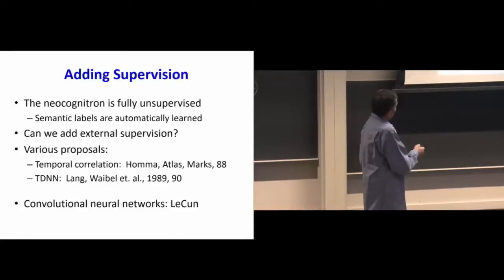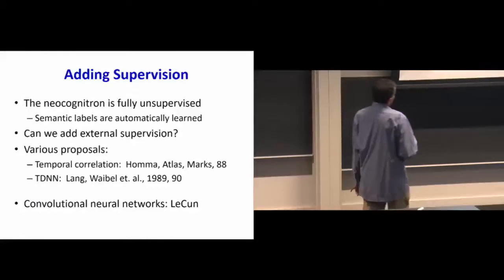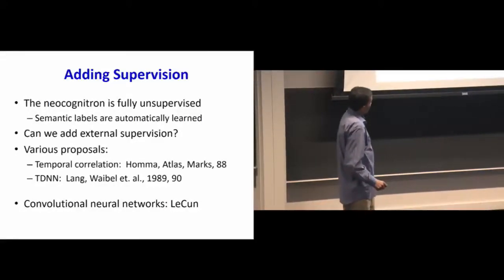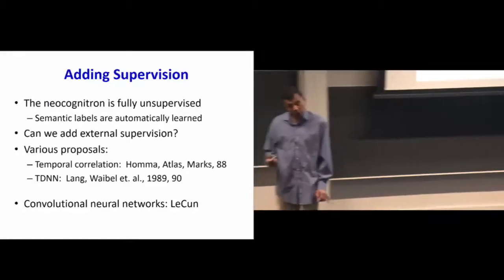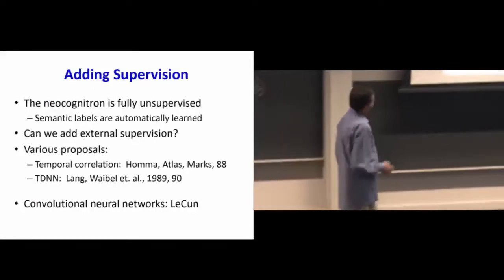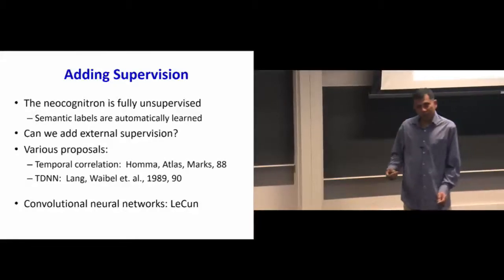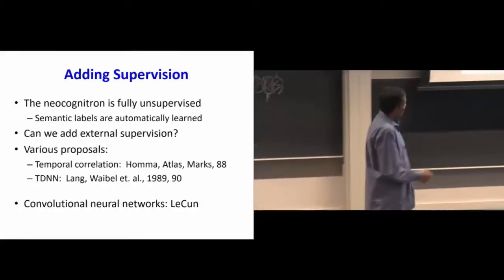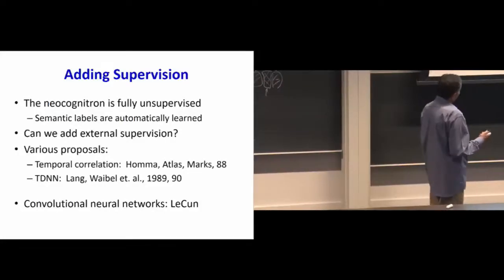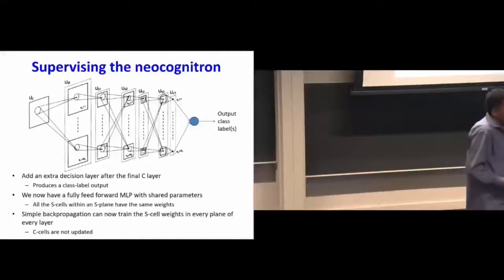So the early models didn't have supervision, and various authors tried to introduce supervision to the whole process. Homer, Atlas, and Marx in 1988 proposed using temporal correlations. Kevin Lang and Alex Waibel here at CMU came up with TDNNs, time delay neural networks. All of these are variants of the same model. And at the same time, Yann LeCun at New York University came up with convolutional neural networks. All of these were basically parallel realizations of effectively the same idea.